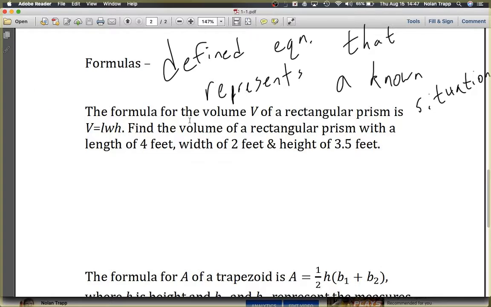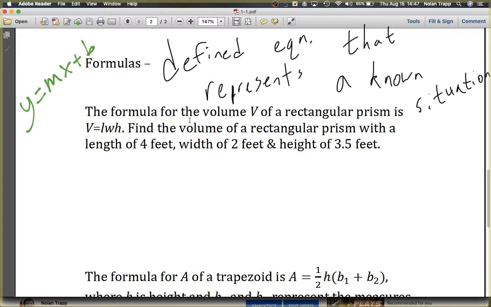Let's think of another easy equation, like y equals mx plus b. An equation you should recognize in Algebra 2. That's the equation for a line. So, nice, simple. It's a defined equation that represents the graph of a line. So that's what a formula is.